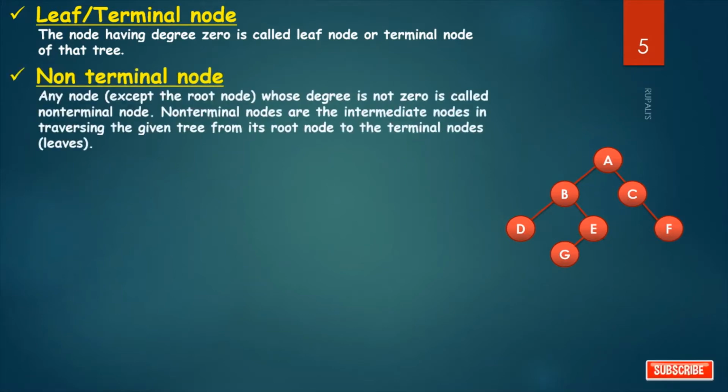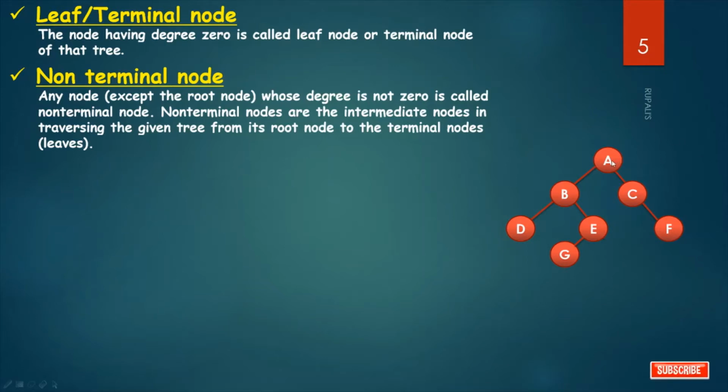Non-terminal nodes. Any node except the root node whose degree is not 0 is called a non-terminal node. So, all remaining nodes are non-terminal nodes except the root, that is the topmost node, and the terminal nodes. Non-terminal nodes are the intermediate nodes in traversing the given tree from its root node to the terminal nodes, that is, leaves. So, what is the example of non-terminal node for this tree?